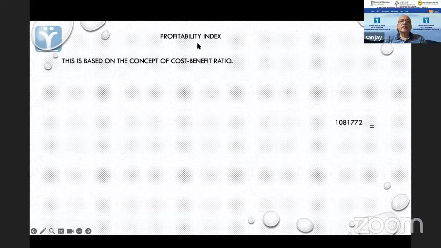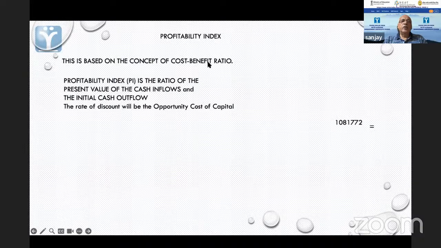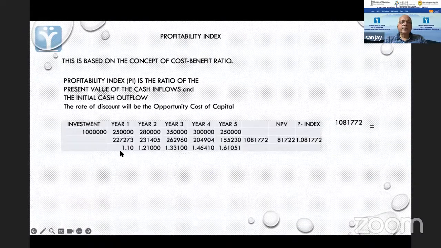Now, the next thing here is, using the same method, we can arrive at what is known as the profitability index. So once again, the basic method is the same. We have this case here, 10 lakh investment, different cash flows received over 5 years: 2.5 in the first year, 2.8 in the second year, 3.5 in the third year, 3 lakhs in the fourth year, 2.5 again in the fifth year. 10% is our discounting rate. And we get the present value of each of these cash flows. We end up with an NPV which is positive, which is 81,722.